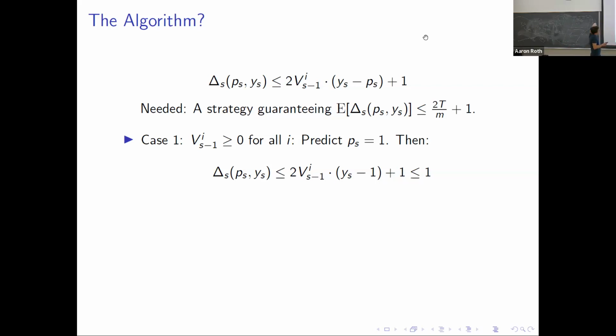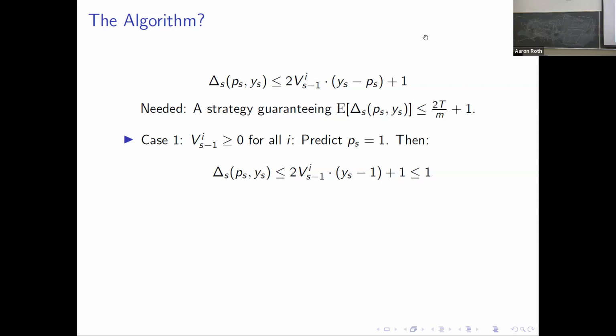And so, how come? Well, what's the increase in our calibration loss going to be when we do that? We don't know what the outcome is. We don't know if y is going to be 1 or 0. But since we predicted 100% chance of rain, we do know that this term, the outcome minus our prediction, is going to be negative, or at least non-positive. Okay.